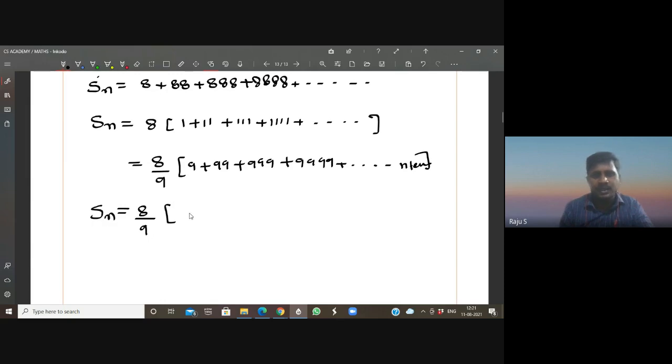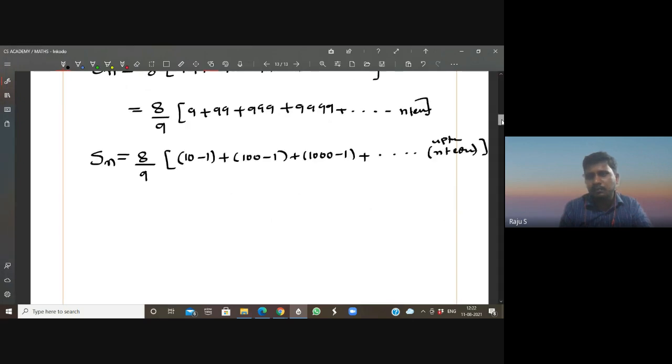So after this, 9 can be written as 10 minus 1, plus 100 minus 1, and 1000 minus 1, exactly, up to n terms. You have to write in the bracket up to n terms in each line.